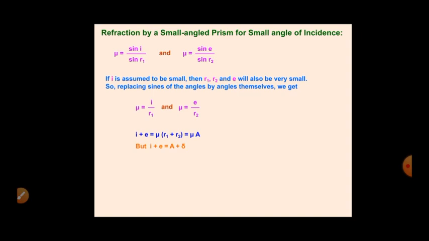We can write A is equal to I plus E upon mu. And also we know I plus E is equal to A plus delta. So we can write A plus delta is equal to mu A, or in another form, delta is equal to A into mu minus 1. This is the relationship between refractive index, angle of prism, and angle of deviation. That is all the properties of the prism, so we can connect all the properties of the prism in a single place.